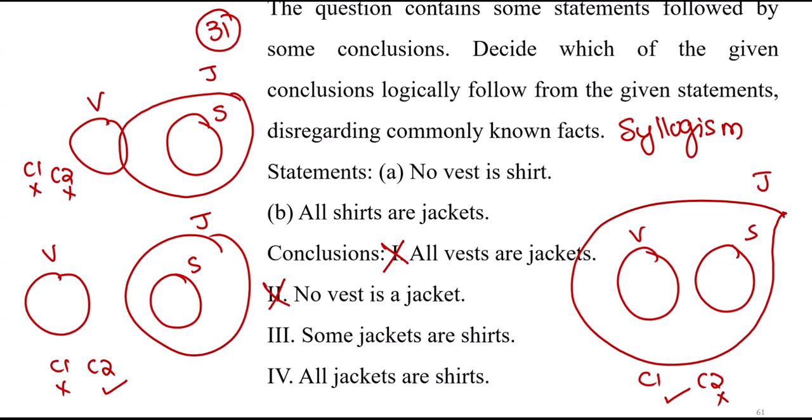Next, some jackets are shirts. For sure, when all shirts are jackets, the minimum guarantee is that some jackets are shirts, which is obviously true. You try any diagram, we got all diagrams. Third one, true. All jackets are shirts? No. Only the third one follows.